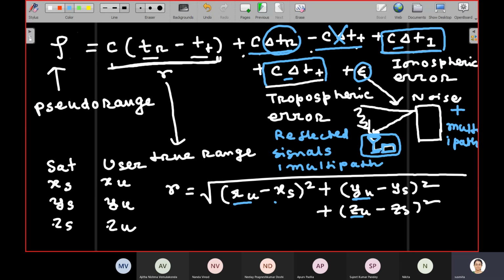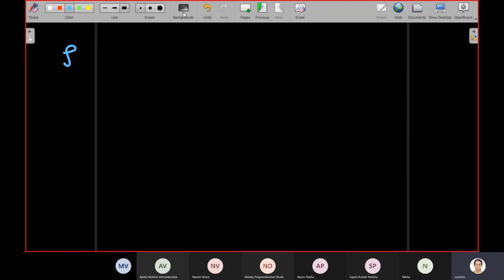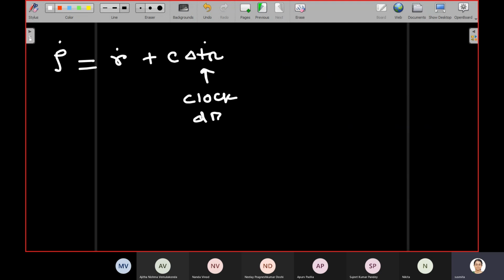So, if we write the pseudo-range rate, so we have R dot, right? Here we have c·δt_R dot. This is called clock drift. Rate of change of clock error is called clock drift, and this will be a function of user velocity. And satellite velocity can be determined from navigation data using the orbital elements.